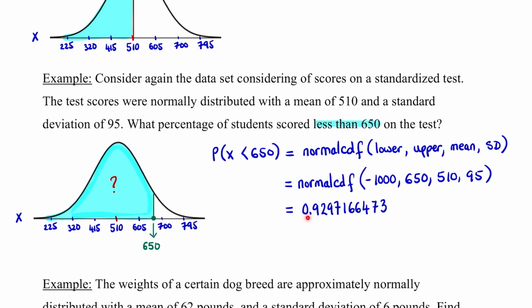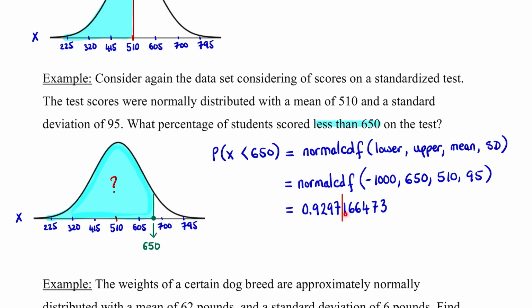I got 0.92971666473. I forgot to give you the rounding instruction here. So let's say round to 4 decimal places. We do not always round to 4 decimal places. Please always read the instruction to follow the rounding direction.